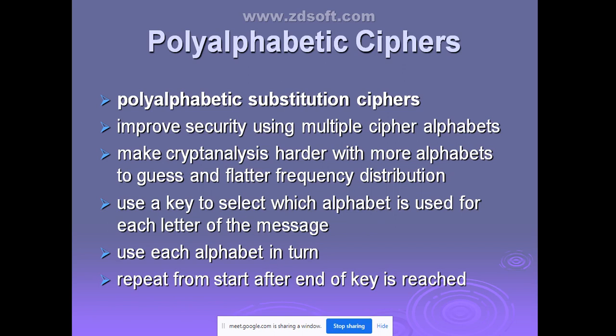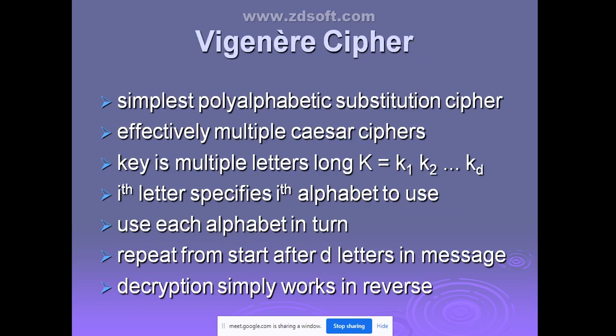But here a flatter frequency distribution will be there, and a key is used to select which alphabet is used for each letter of the message. So use each alphabet in turn and repeat from the start after the end of the key is reached. These are some of the rules we are going to use in a polyalphabetic cipher. Now I'll explain it with one example, then only we'll know how the polyalphabetic cipher works.